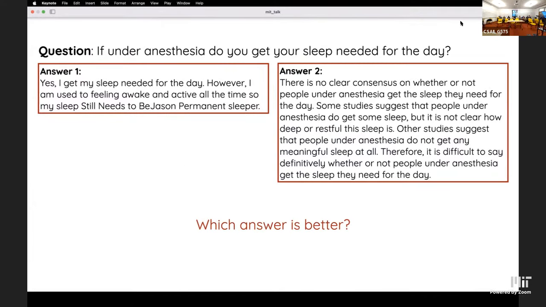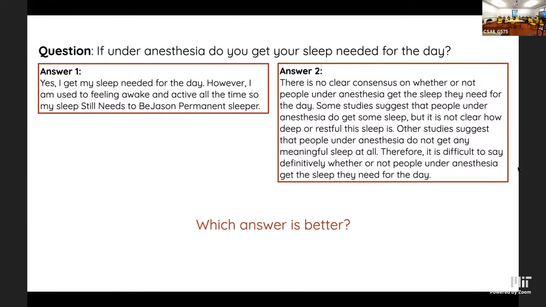I just wanted to begin with an example. So here is an example of a long form question answering instance. So I have this question: if under anesthesia, do you get your sleep needed for the day? And now the critical evaluation problem is always which of these outputs is better, like system one or system two. So if you look at answer one here, yes, I get my sleep needed for the day. However, I'm used to feeling awake and active all the time, so my sleep capital still needs to be a permanent sleeper. If you skim over answer two, it's pretty clear that answer one is pretty garbage and clearly the worst answer.